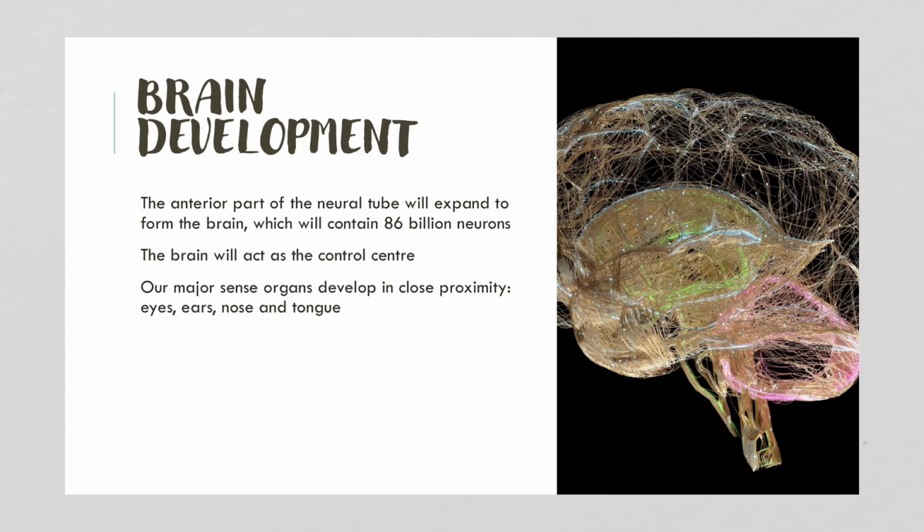We've talked about neural development. Now we're going to talk about brain development. So the anterior part of the neural tube, so the upper part, will expand to form the brain, which will contain about 86 billion neurons. And the brain acts as the control center. And our major sense organs develop in close proximity to our brain. And that kind of makes sense. They don't have to travel as far to send a signal back and forth. So our eyes, our ears, our nose, and our tongue are all very close to our brain, because the brain controls our ability to see, hear, smell, and taste.